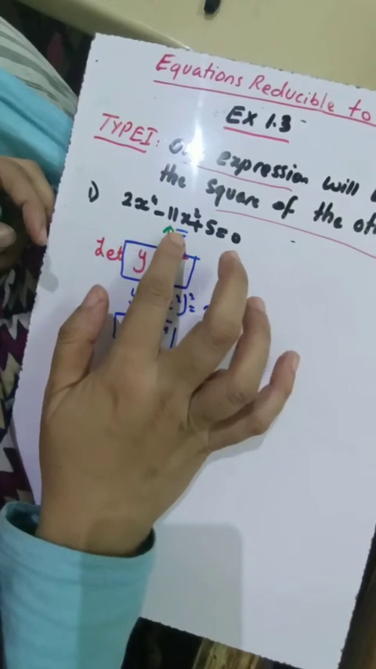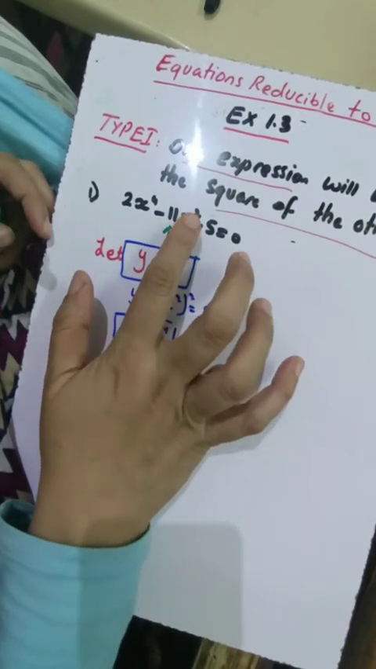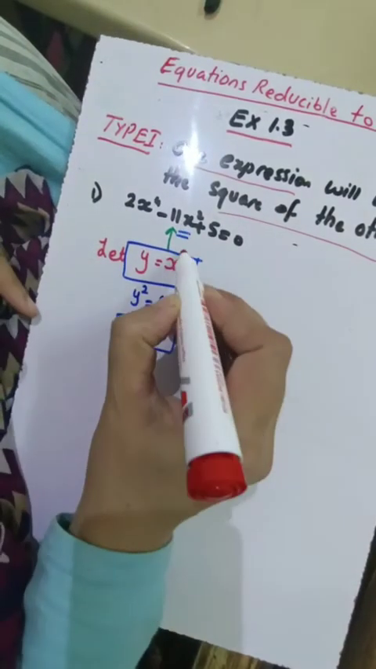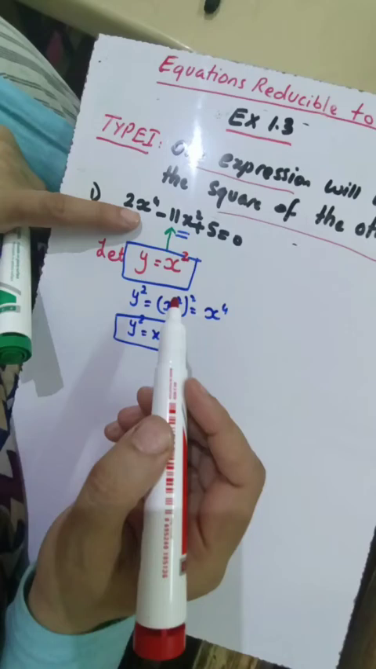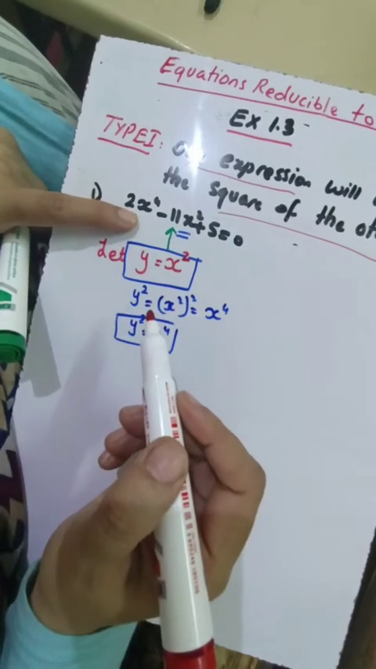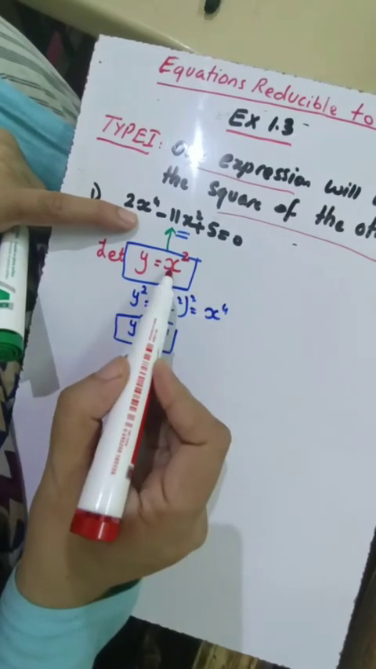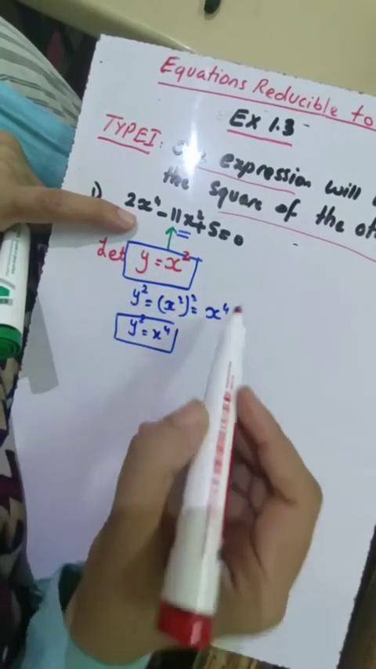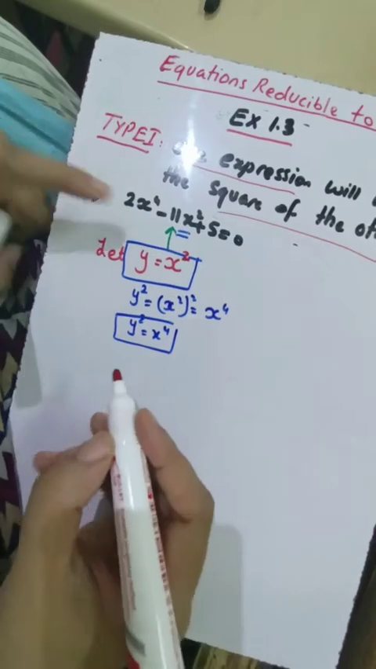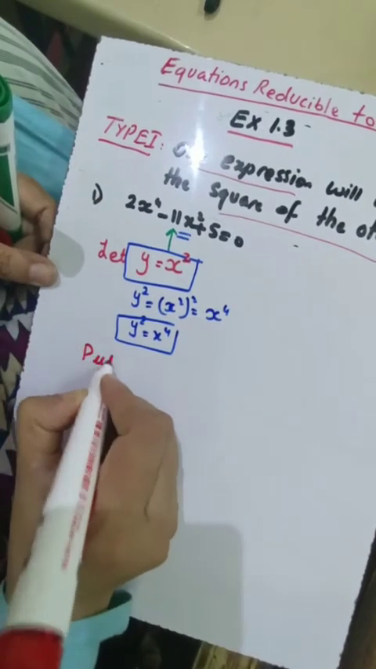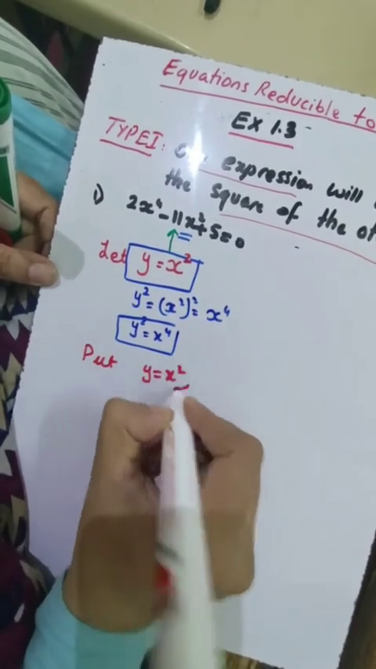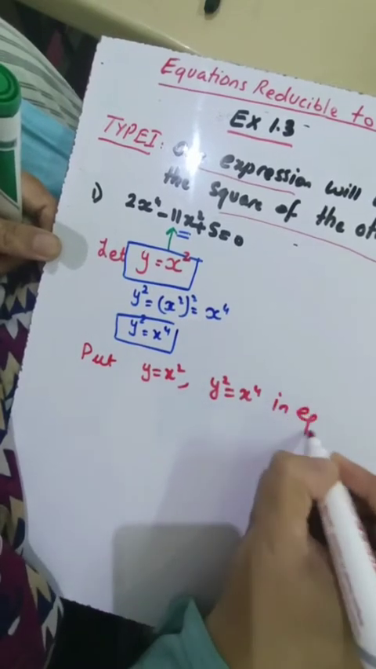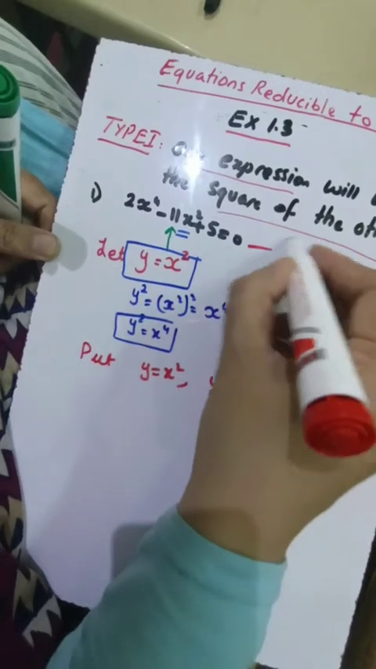The expression which is having the lesser degree, you are going to take it equal to some y or x. And then you are going to derive an expression in y for this expression also. And how are you going to derive it? We know that if I square both these sides, then I will get x raised to power 4. So I squared them, and we got y square is equal to x raised to power 4. So put y is equal to x square and y square is equal to x raised to power 4 in equation 1.